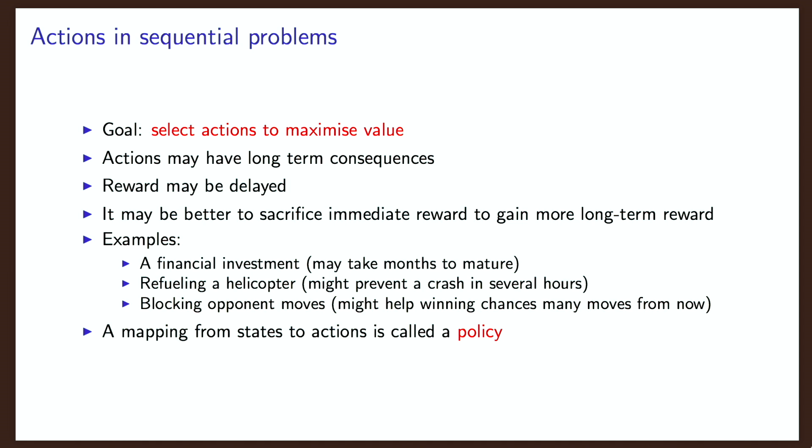And examples of this include, say, financial investment, where you first pay some money to invest in something, but you hope to get much more money back later. Refueling a helicopter, you might not gain anything specifically related to your goal from doing that, but if you don't, maybe your helicopter will at some point not work anymore. And in, say, playing a game, you might block an opponent's move. Rather than going for the win, you first prevent the loss, which might then later give you a higher probability of winning. In any of these cases, the mapping from states to action we'll call a policy. So you can think of this as just being a function that maps each state into an action.